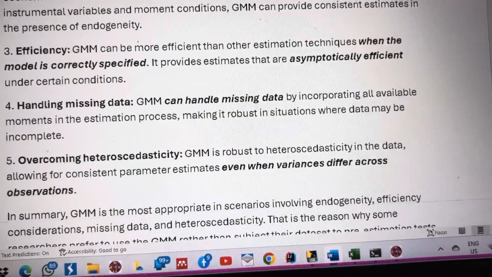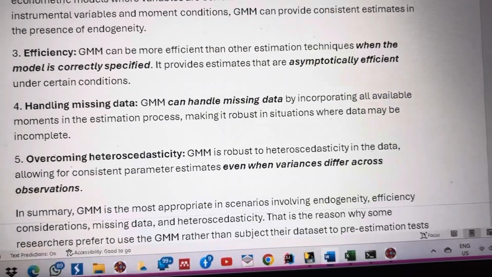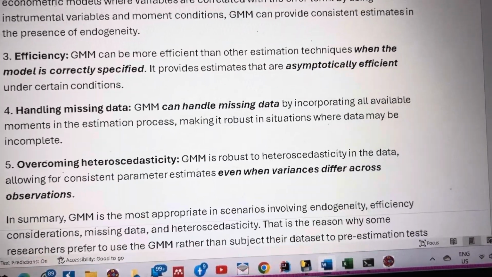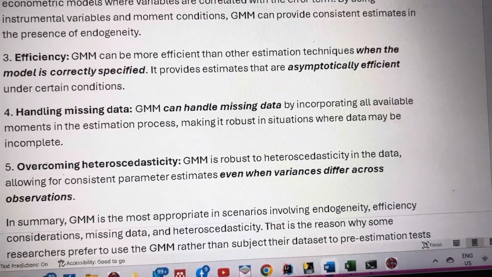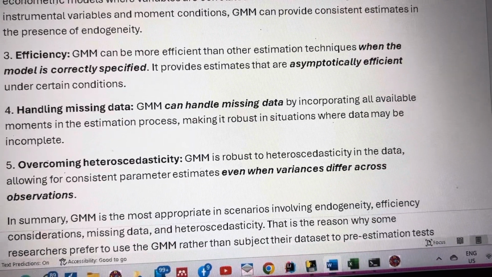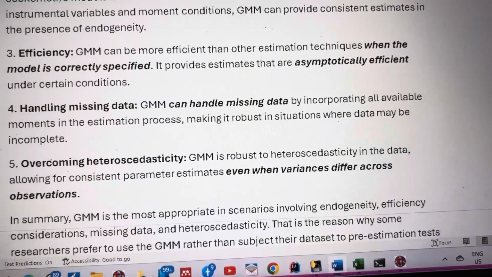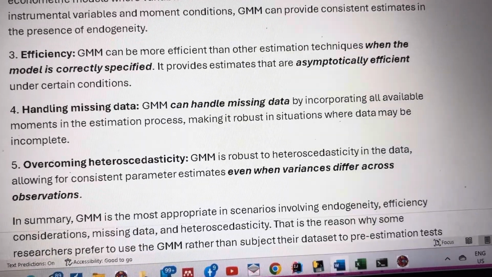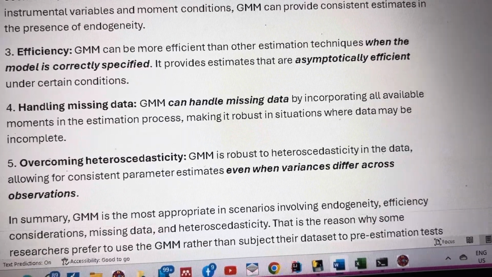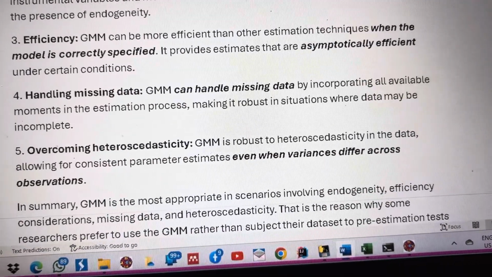Now, the third scenario where we use GMM is efficiency. GMM can be more efficient than other estimation techniques when the model is correctly specified. That is emphasized: when the model is correctly specified. It provides estimates that are asymptotically efficient under certain conditions.